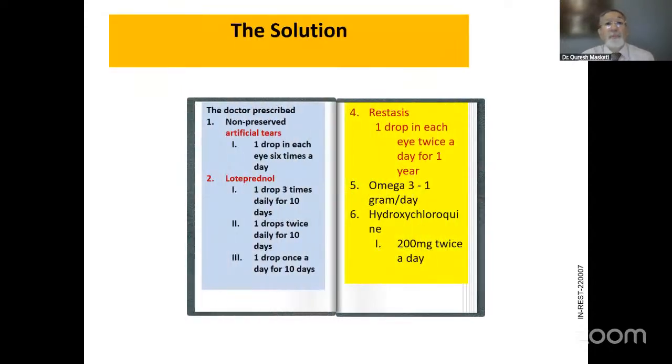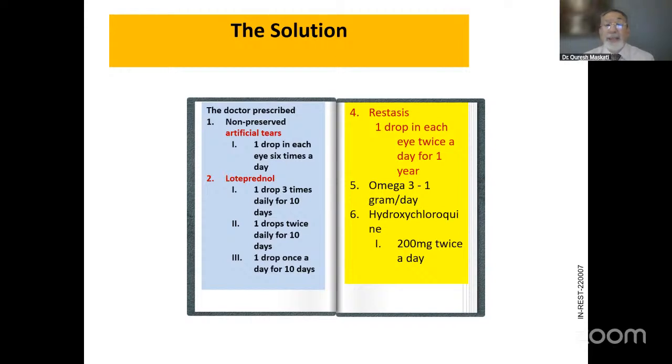So what did we do? The doctor had prescribed, if you see the blue part, non-preserved artificial tears, 1 drop in each eye 6 times a day. So we added loteprednol, which is a mild steroid, 1 drop 3 times a day for 10 days, and I tapered it down so that the mild steroid can act because it's an immune disorder. And I put the patient on topical Restasis or cyclosporin 0.05%. I have no commercial interest, so approximate for any product.